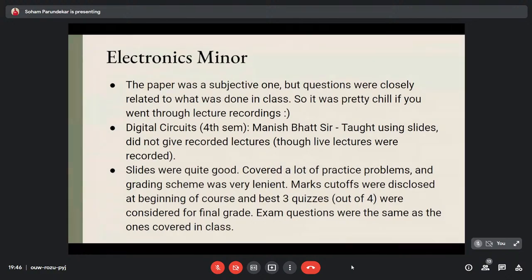We also had two assignments. Sir gave us three questions and any one of them was to be submitted. The digital assignments were done in Logisim software and were extremely simple. Even the book suggested by sir, Morris Mano, was quite good for revision and theory. So that's pretty much it about the electronics minor.